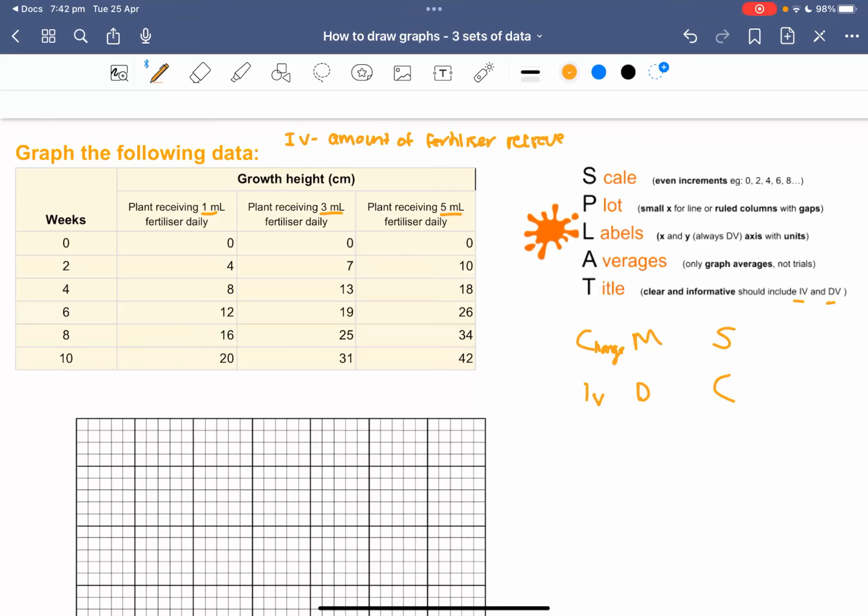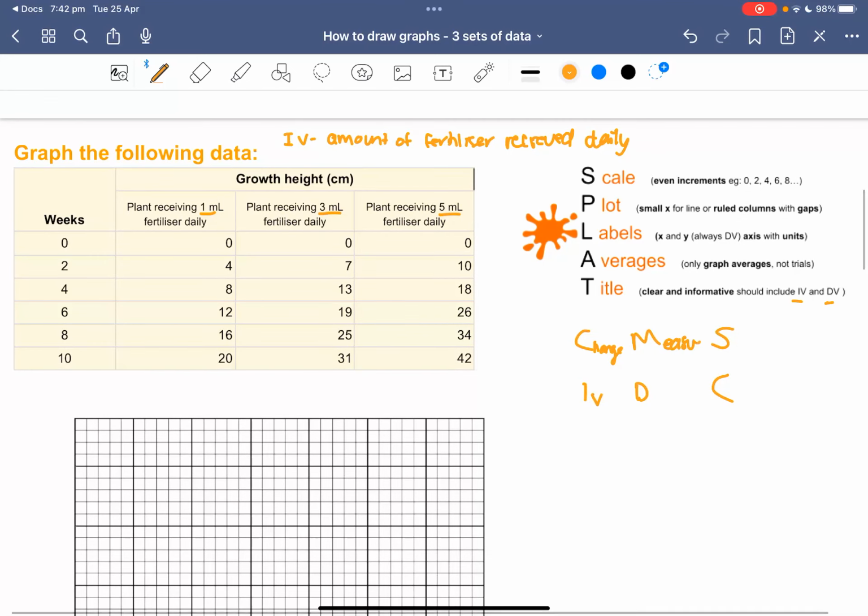So that means that what we measure is our dependent variable. Now, we might measure a few things, but what we're measuring on purpose as our results is our dependent variable. We might be measuring as the weeks go by, but that's the same for every single one of them, so that's not our dependent variable. That's not what we're measuring as our results. What we're measuring across each of the 3 plants is their growth height in centimeters. So now we know that the dependent variable is the growth height in centimeters.